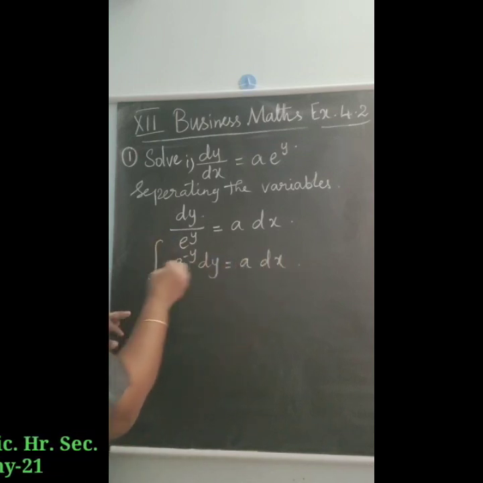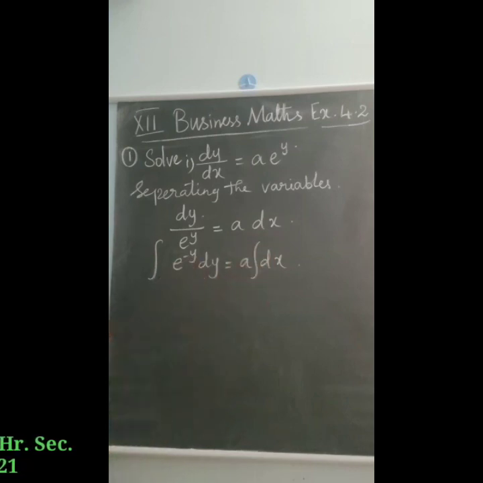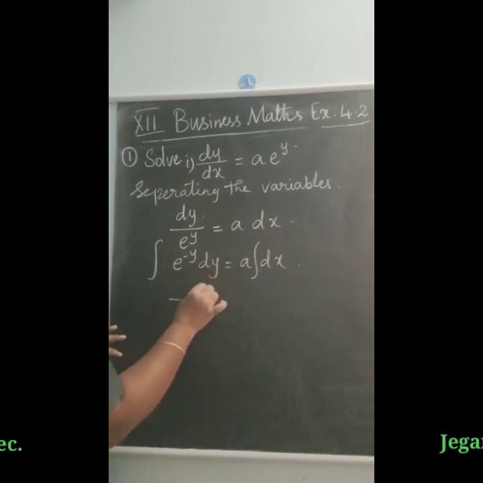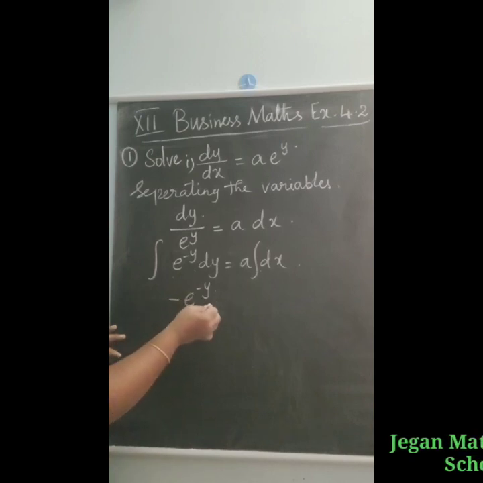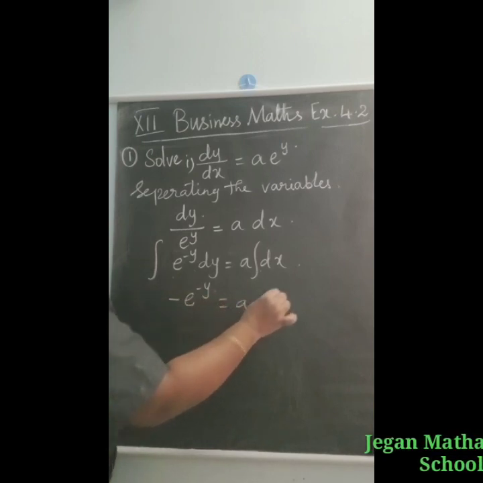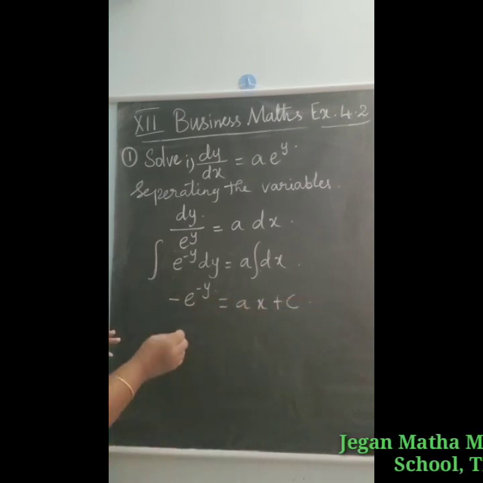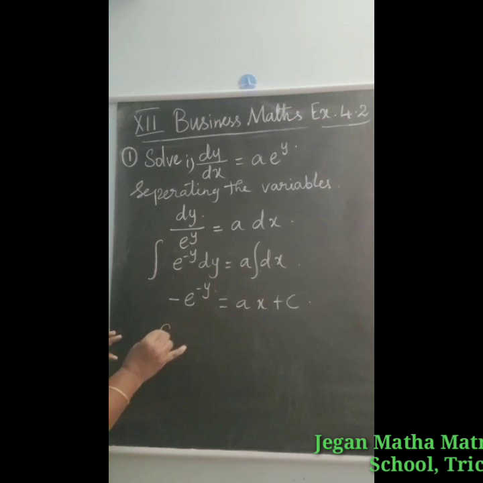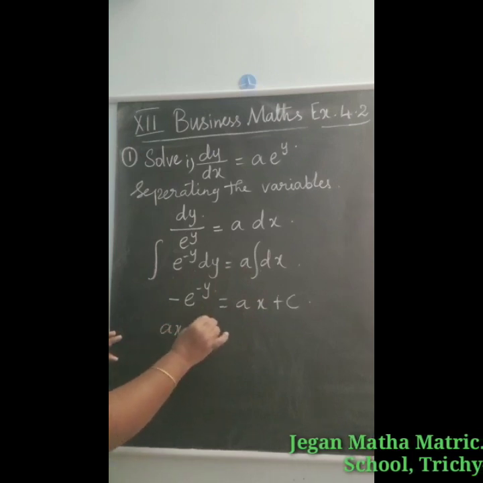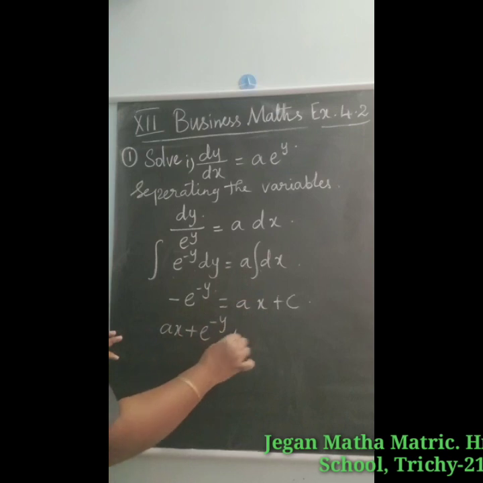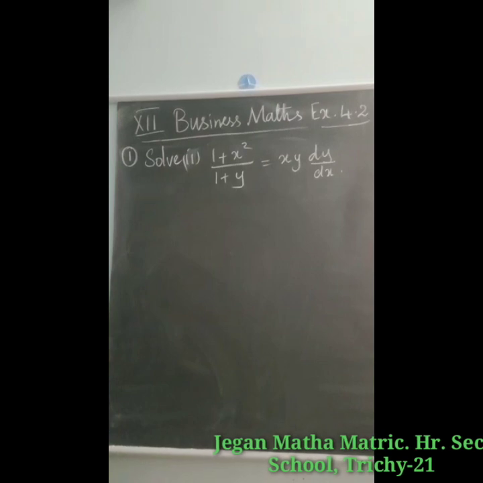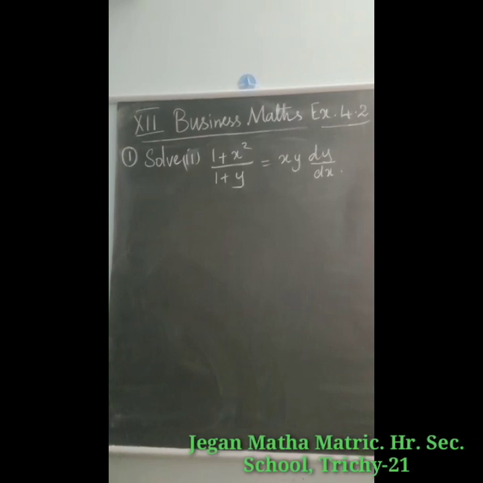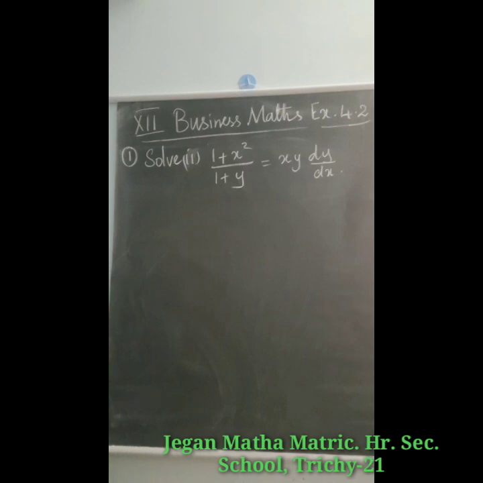Now we have to integrate these two. We will get e power minus y into dy, which gives minus e power minus y because minus 1 is there. So minus e power minus y is equal to a into x plus c. So what is the answer? This minus goes to that side. We will get ax plus e power minus y plus c is equal to 0. Can you understand, students?